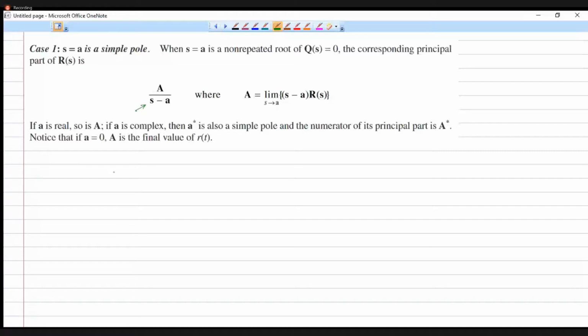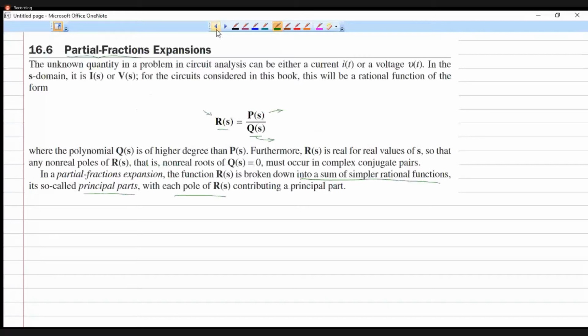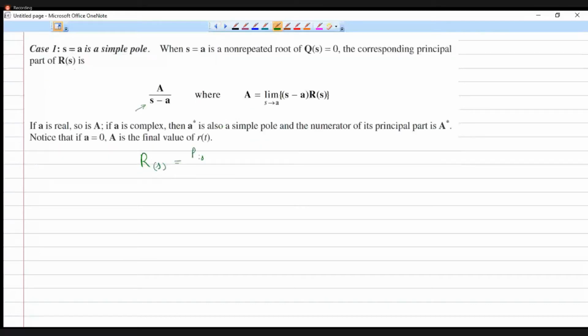So I told you we can represent a polynomial, say r of s, which is given by p of s divided by q of s. So in partial fraction form, we divide this into a sum of certain principal elements, which is the term that we use. So we can have this equal to a1 divided by s minus a1 plus a2 divided by s minus a2. Like that, we can express this in terms of the sum of the principal elements, okay.